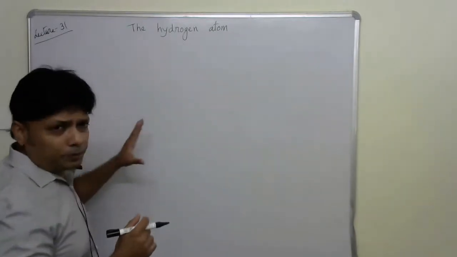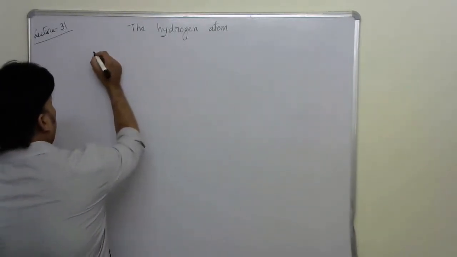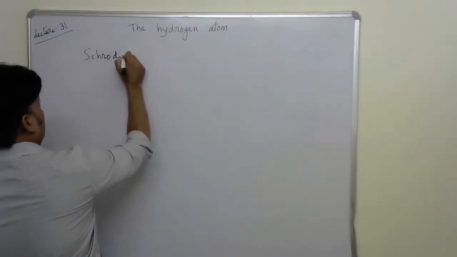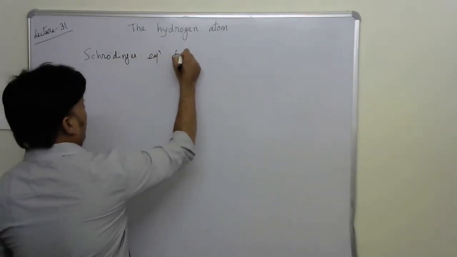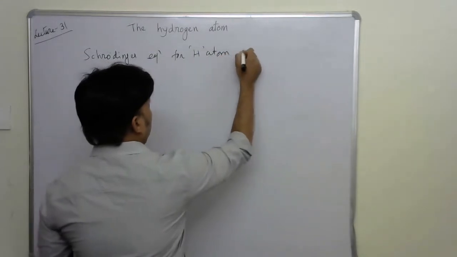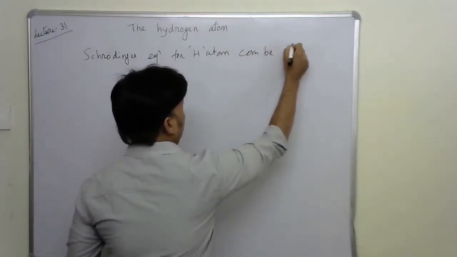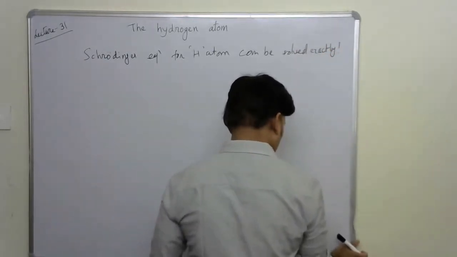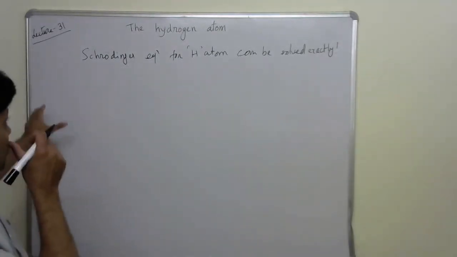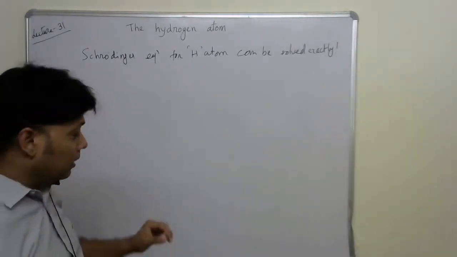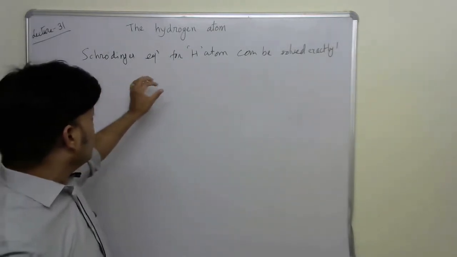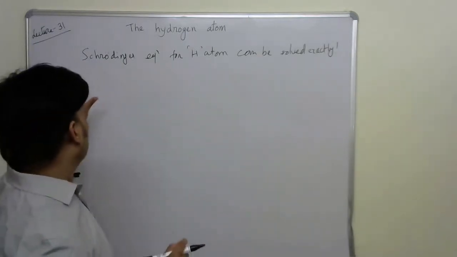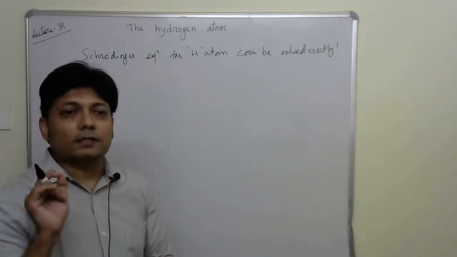So first of all, let's start with a statement that the Schrodinger equation for hydrogen atom can be solved exactly. Okay, so you might be wondering why I have written this statement. In fact, hydrogen atom is the only real atom where the Schrodinger equation can be solved exactly.